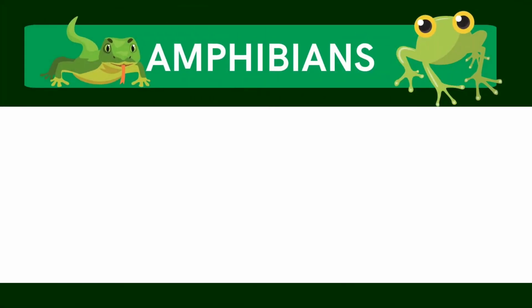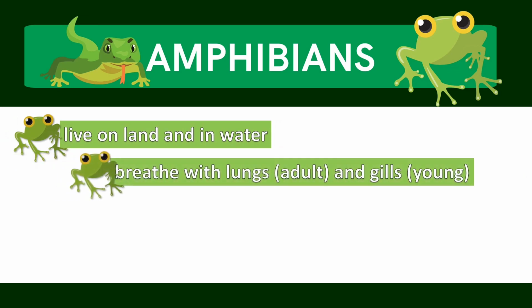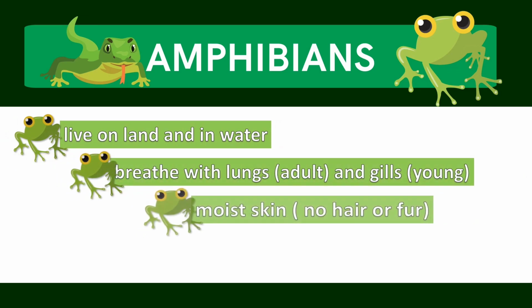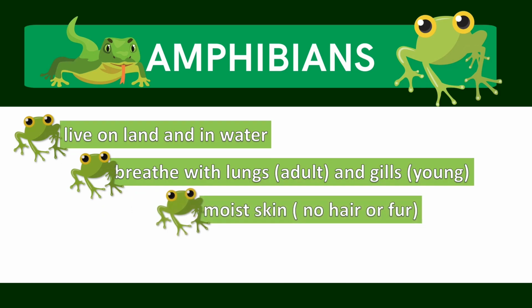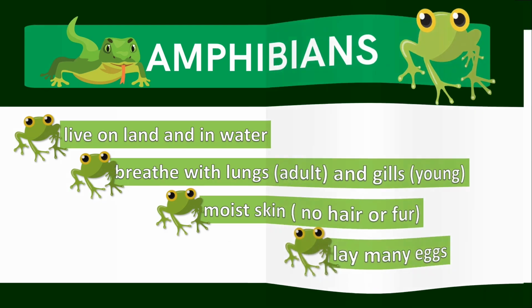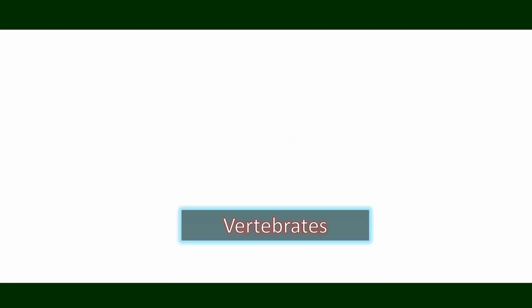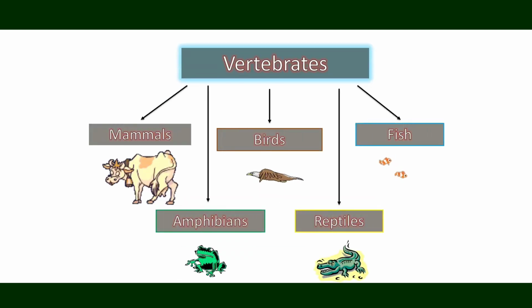Let us read the characteristics of amphibians. Amphibians live on land and in water. They breathe with lungs and gills. They have moist skin. And they lay many eggs. Now class, what are the 5 groups of vertebrates you have learned today? You're right! We have mammals, birds, fish, amphibians, and reptiles.